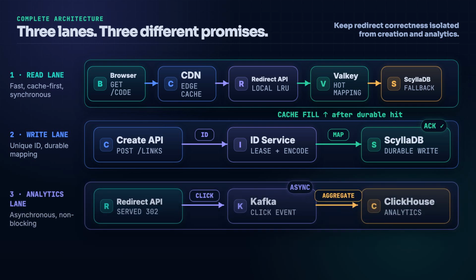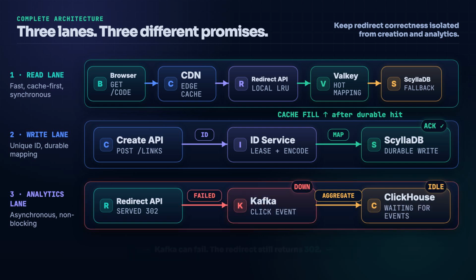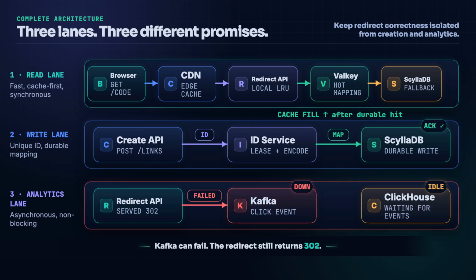The analytics lane begins only after the redirect response. The service publishes a compact click event to Kafka. Consumers can enrich it and write aggregates to ClickHouse without blocking the user. If Kafka is unhealthy, redirects continue.